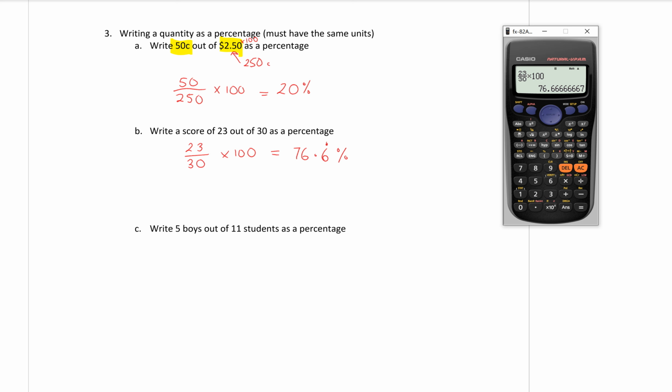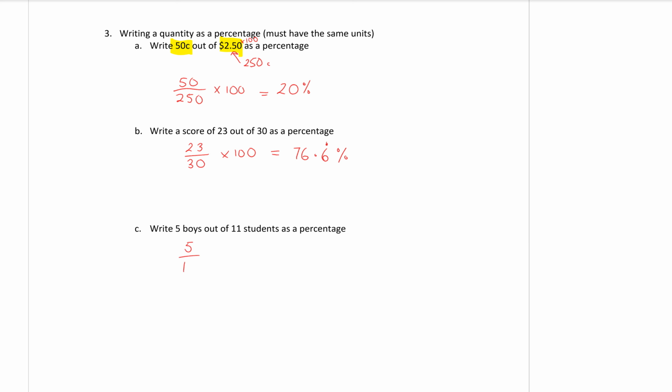Okay, one more. We have 5 boys out of 11 students and we want it as a percentage. So first of all, write it as a fraction. There's 5 boys out of 11 students. To make it a percentage, we times by 100 and type it in our calculator. 45, is it? Exactly? Yeah, 45.45. If there's 2 numbers recurring, we can put dots above both of them, or we can put a bar across the top of both the ones that are repeating.